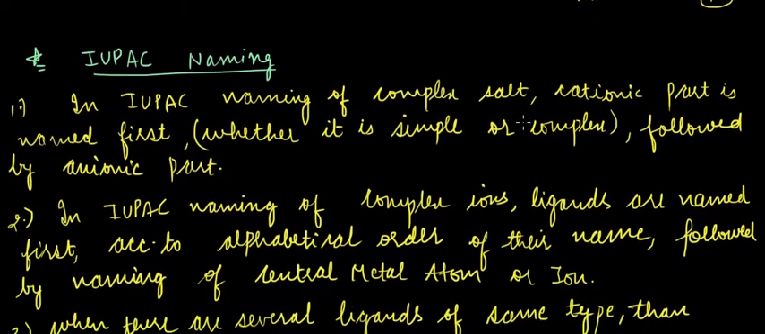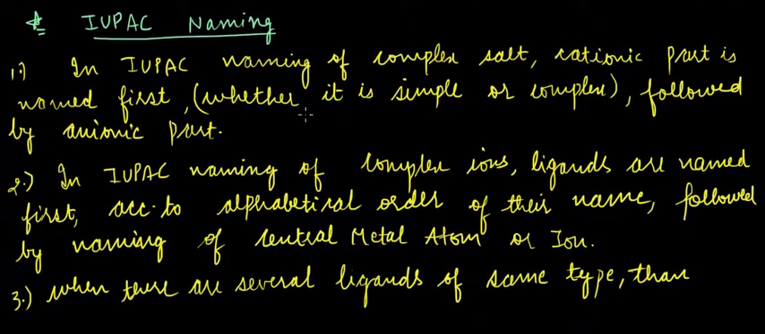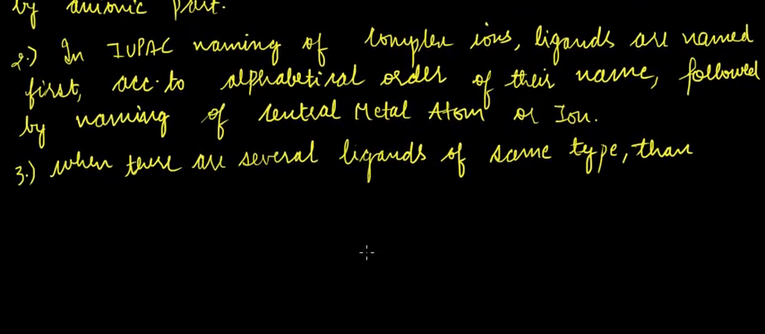Next we will be seeing the IUPAC naming of complex compounds. The first point is that in IUPAC naming of complex salts, the cationic part is named first, whether it is simple or complex, followed by the anionic part. Second point is that in IUPAC naming of complex ions, ligands are named first according to alphabetical order of their name, followed by the naming of central metal atom or ion. So these points are very similar to the IUPAC naming of organic compounds, which we have discussed in our video lecture series on organic chemistry.